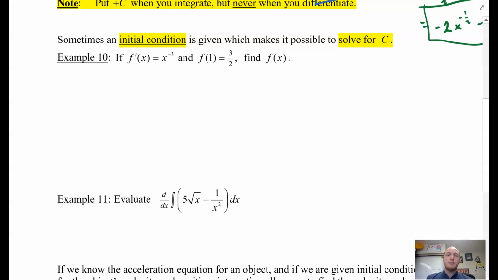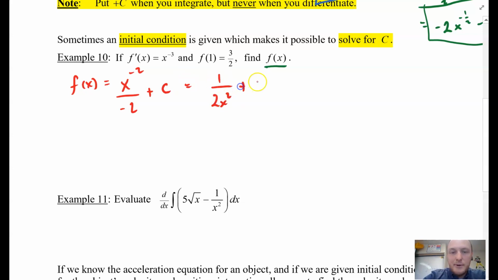So example 10, they say if f prime of x is equal to x to the power of -3, and f of 1 equals 3/2, then find f of x. Okay, so what we want to do, they give me f prime, so I need to integrate to find f of x. Okay, let me switch colors here. So f of x, if I integrate this, is going to be x to the power of -2 over -2 plus c. Or rewritten, it is going to be 1 over 2x squared plus c. So there's my function f of x.